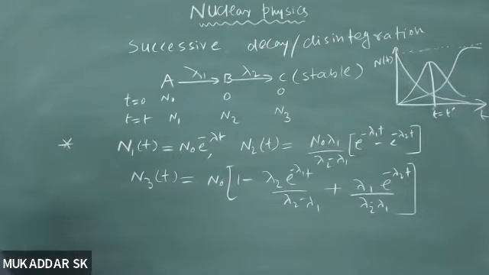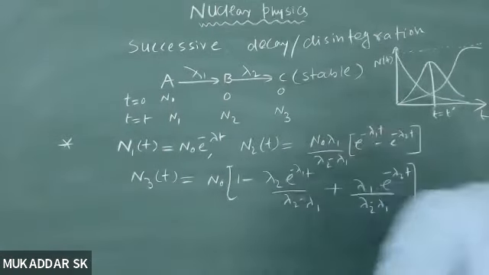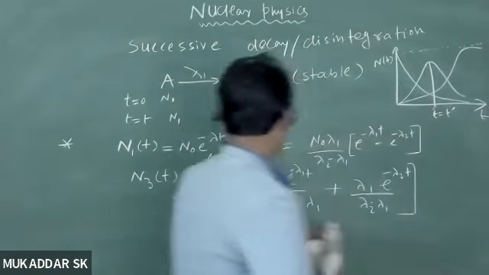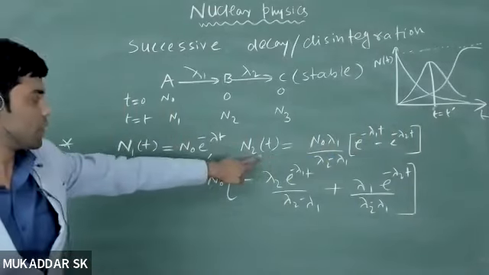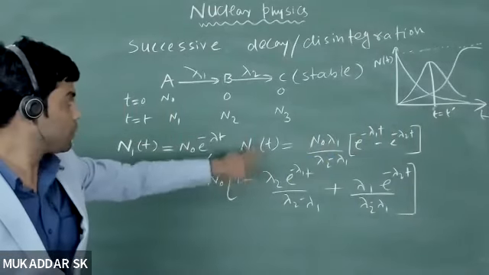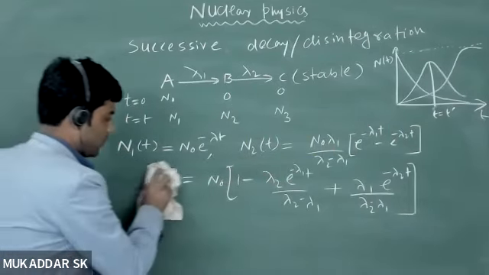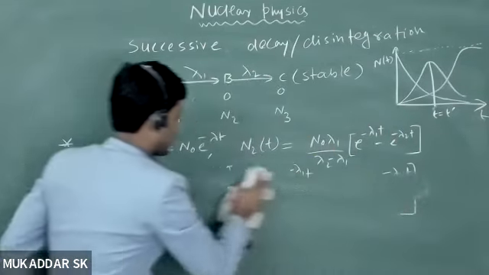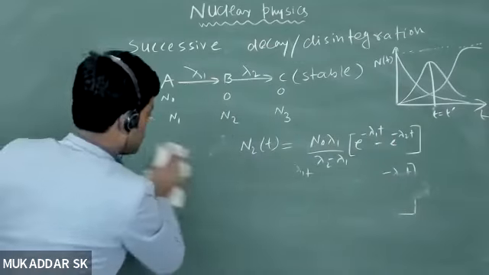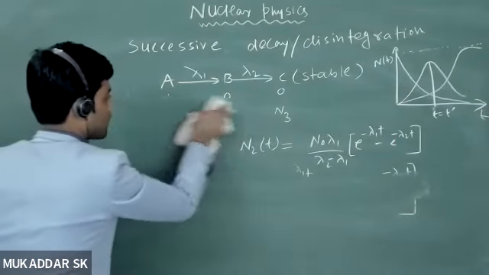So that I can calculate from here. You see, you have N2 as a function of time, the number of B nuclei as a function of time. So I can calculate that maxima and minima. It's a function of time. So how will we calculate that maxima? At what time will N2 be maxima?